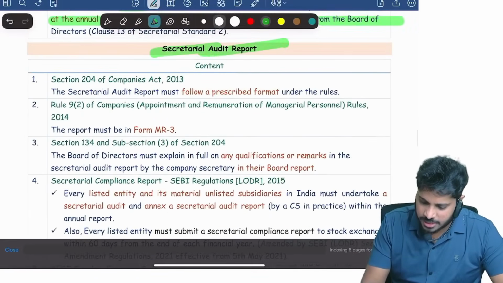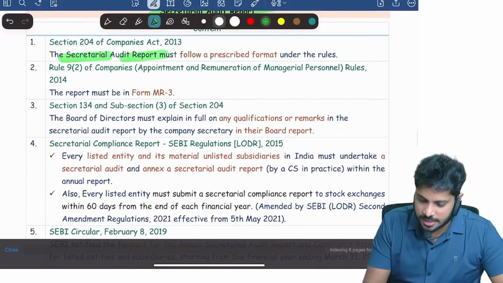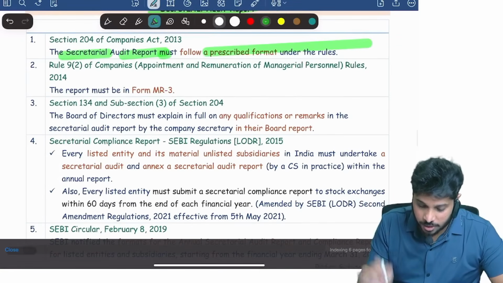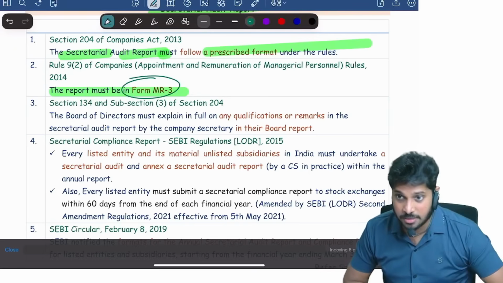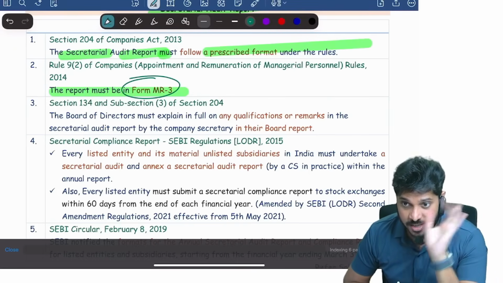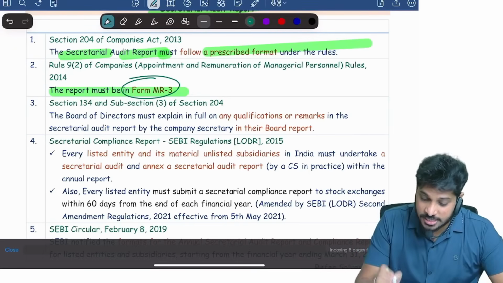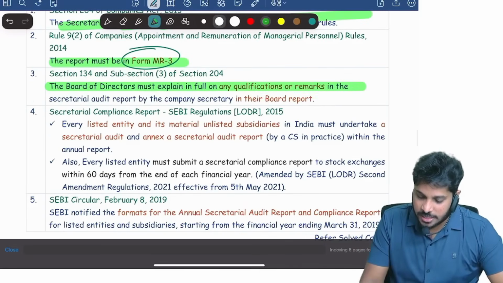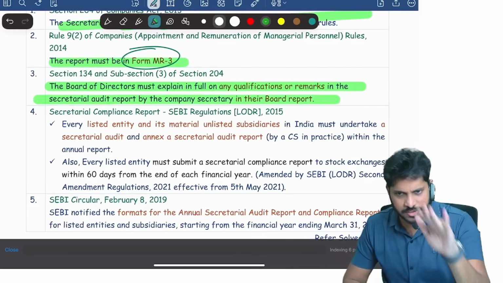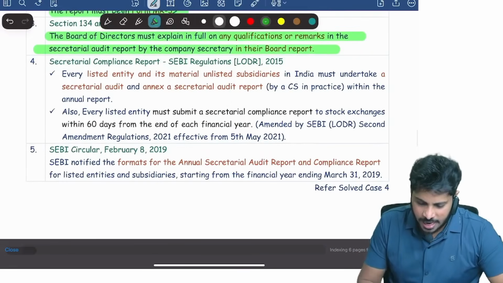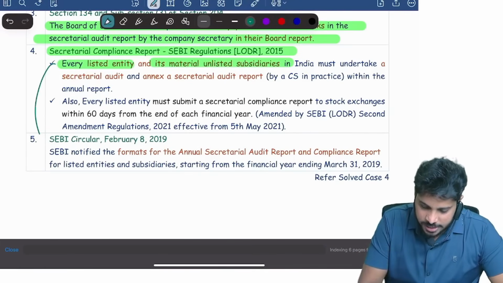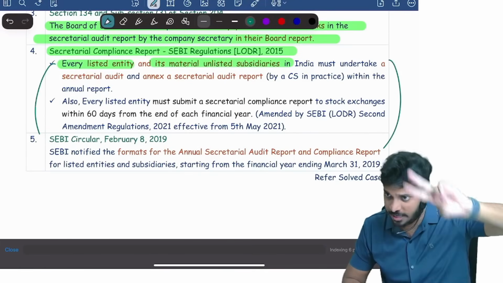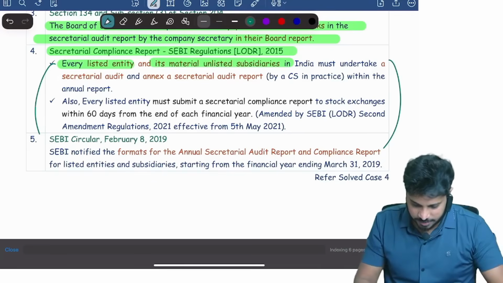Like in the exam, they might ask, what is secretarial audit report? The secretarial audit report shall follow prescribed rules. Okay, and the report must be in MR3 format. Secretarial audit report is in which format? MR3. Cost audit report is in which format? CRA3. Remember, okay, both cases 3 only. Now the board of directors must explain in full all qualification remarks which the secretarial auditor made, and the secretarial compliance report. Every listed entity and its, this point is actually repeated, but it has to be repeated. There it is covered, here it is covered.